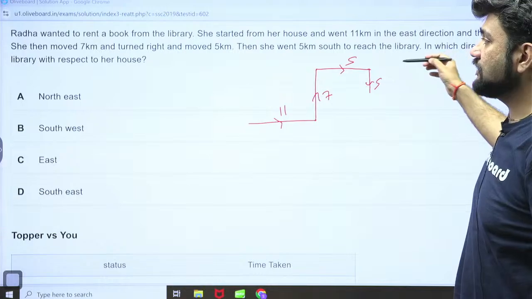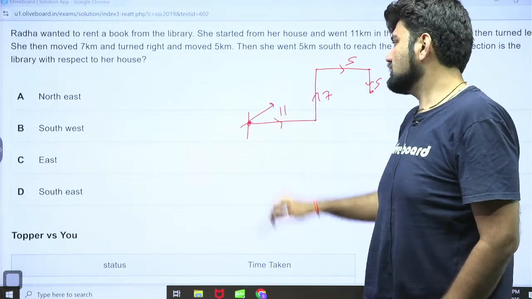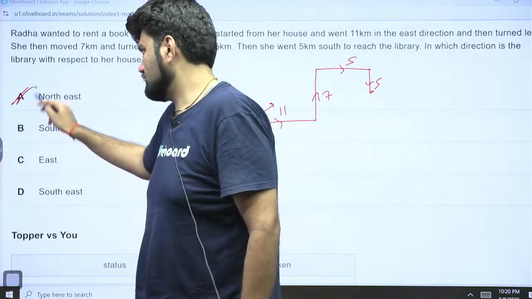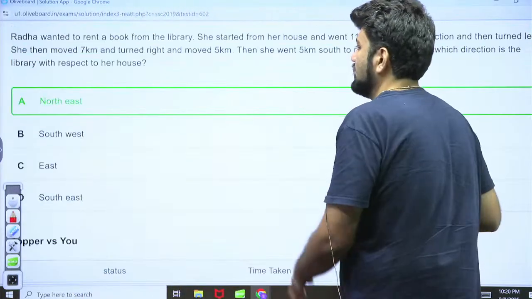In which direction is the library with respect to her house? If this was her house and this is the library, it's very easy. It's in the northeast. Okay. 36 seconds. Very nice. Excellent.